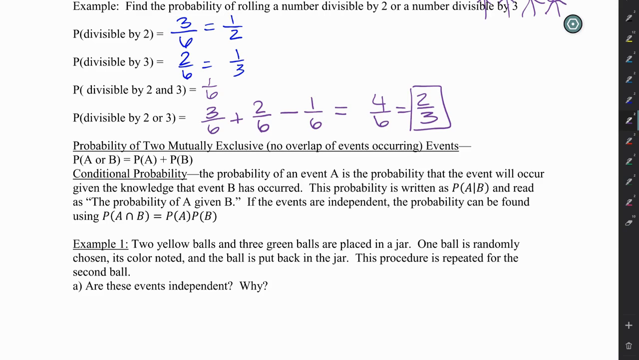Conditional probability is the probability that an event A will occur given the knowledge that B has occurred. This probability is written as the probability of A given B and read as the probability of A given B. If the events are independent, the probability of A and B is the probability of A times the probability of B. So if they're independent, it doesn't matter that B happened. The probabilities stay the same, so we can just multiply them together.